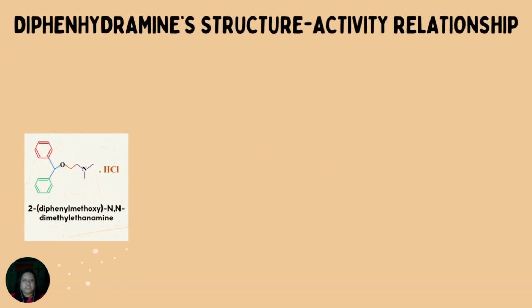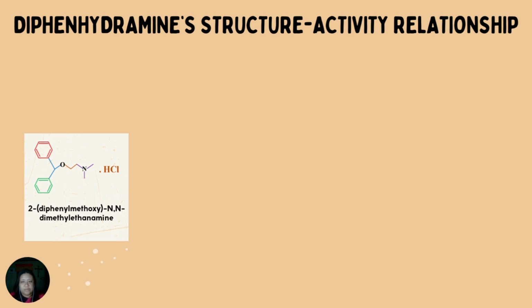So let us proceed to the structure-activity relationship. Before that, the IUPAC name for diphenhydramine hydrochloride is 2-diphenylmethoxy-N,N-dimethylethanamine. So the functional groups present in this structure are diphenylmethane, which is the backbone of the structure, the ether linkage, the ethyl linker, the tertiary amine group, and the hydrochloride salt ion.